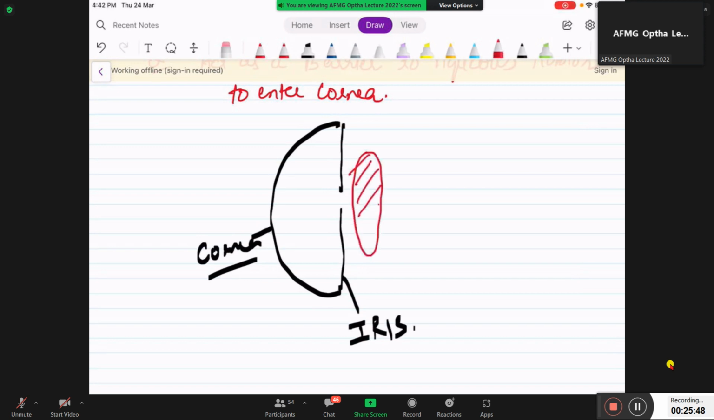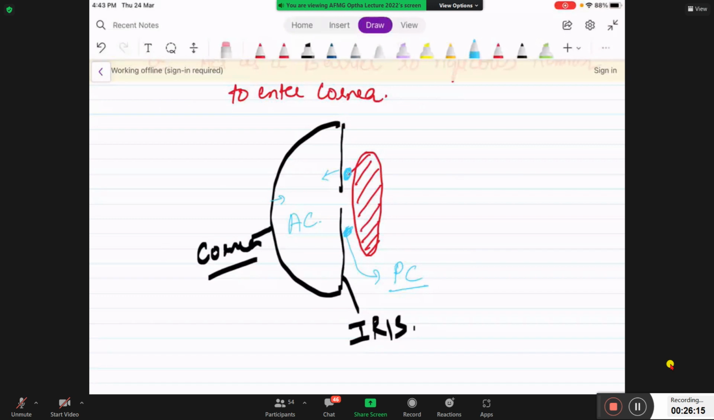Now, can you appreciate a potential space is there? This blue color potential space is present behind the iris and in front of your lens. This potential space, blue color, is called the posterior chamber. PC means posterior chamber. And this space behind the cornea and in front of the iris is called the anterior chamber, right? Remember, the posterior chamber as well as the anterior chamber both contain aqueous humor. AC and PC both contain aqueous humor. So anatomically that is clear.